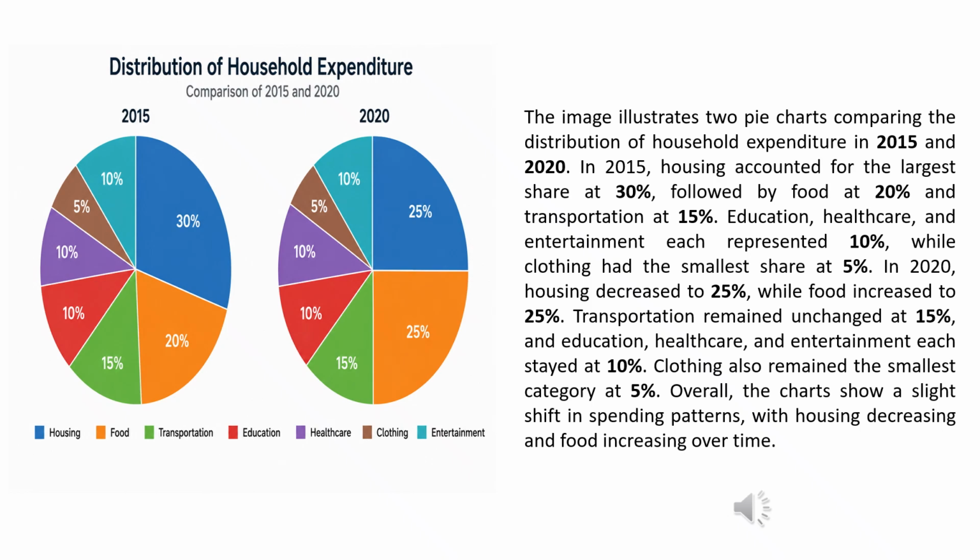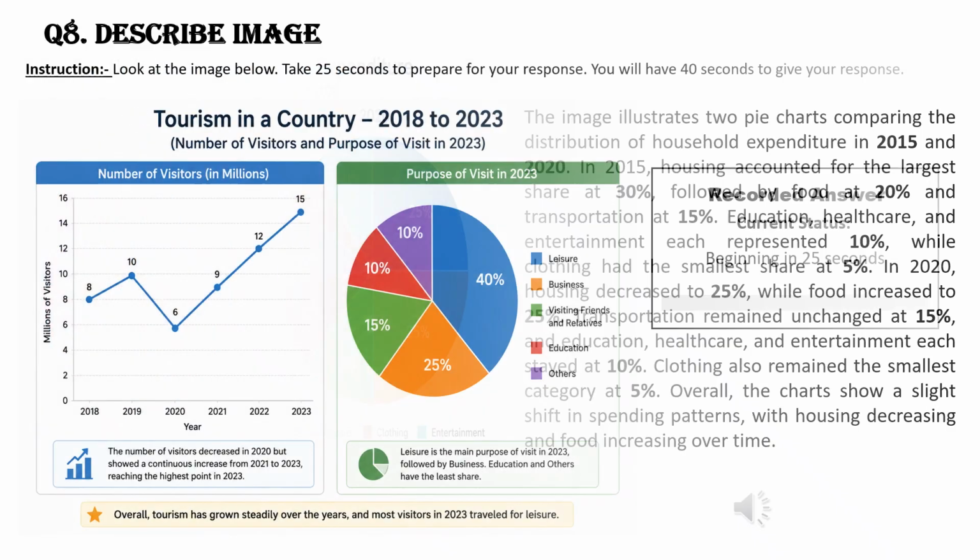In 2020, housing decreased to 25%, while food increased to 25%. Transportation remained unchanged at 15%, and education, healthcare, and entertainment each stayed at 10%. Clothing also remained the smallest category at 5%. Overall, the charts show a slight shift in spending patterns, with housing decreasing and food increasing over time.